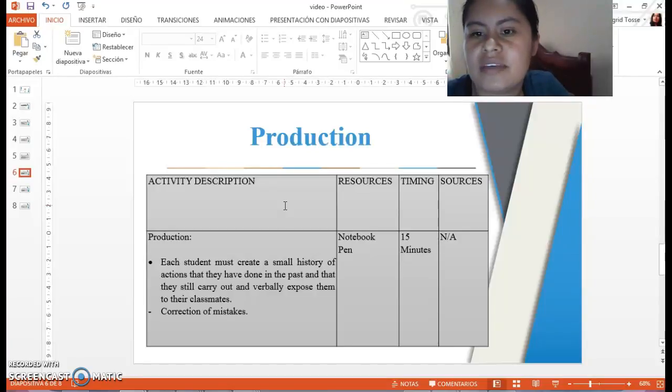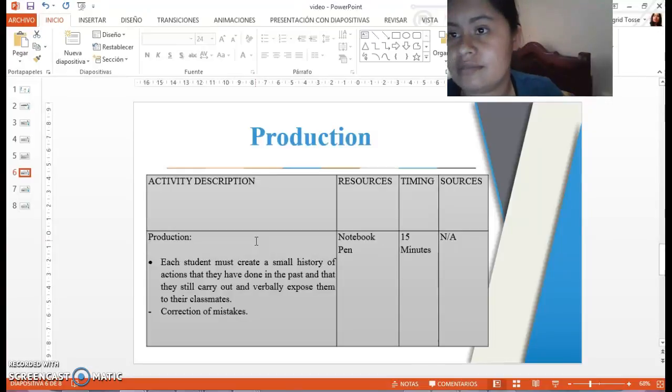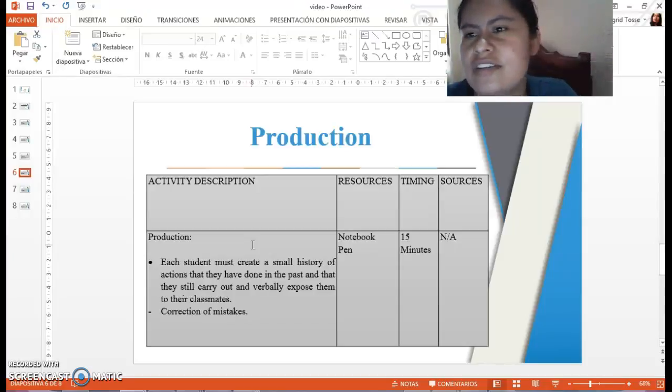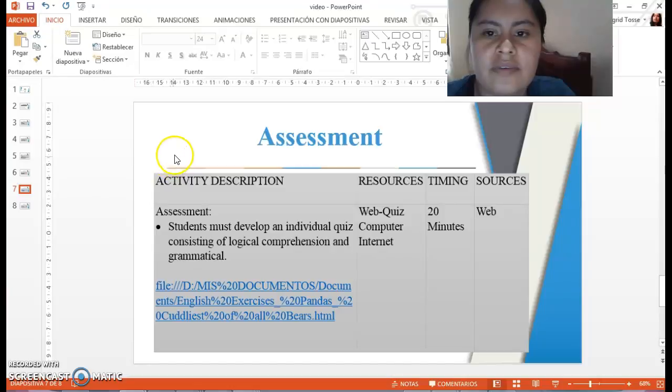The topic can be what they did in the last week, and there are things that are not complicated, and the history is not extensive. The most important is that the students can express some sentences in the present perfect tense. And then with the production, we develop the assessment.